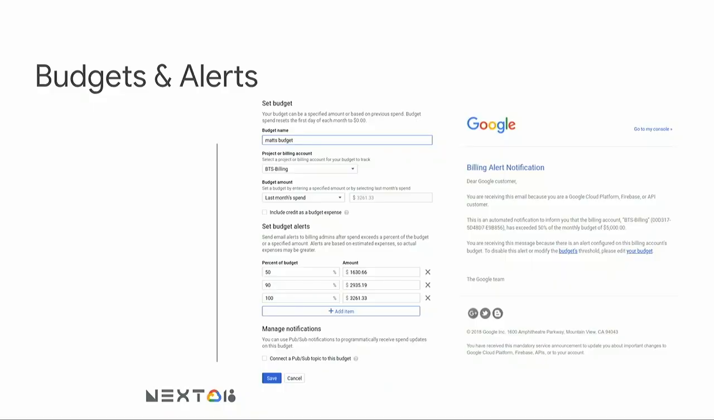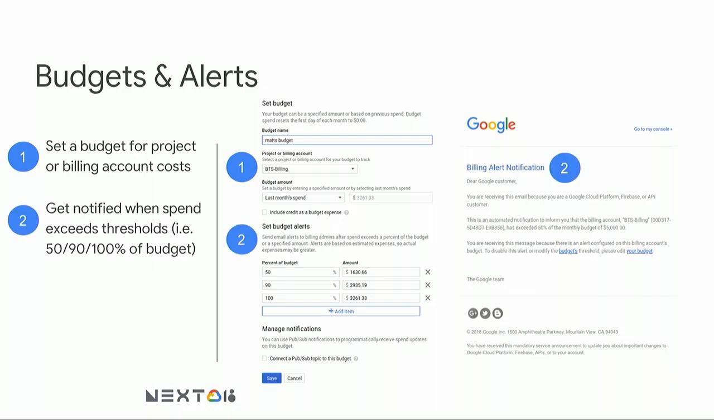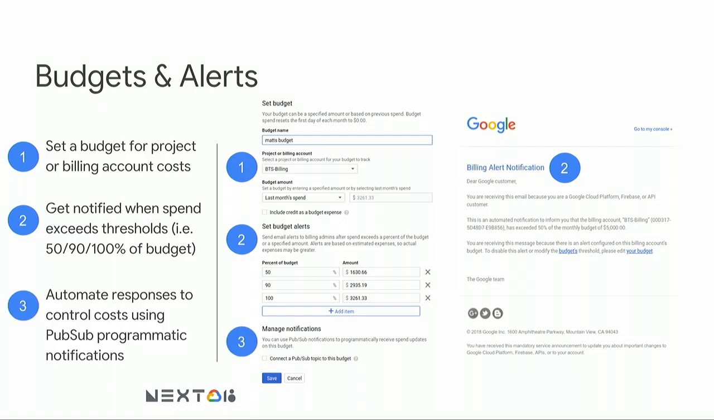The next feature we have, budgets and alerts, is really worth taking a look at. You can set budgets at the billing account or project level, and then set thresholds for when you want to be notified about that budget. And the notification can happen via email or programmatically via PubSub. So email is great for cloud administrators who just want to be aware of things and may not be operating a large-scale operation.